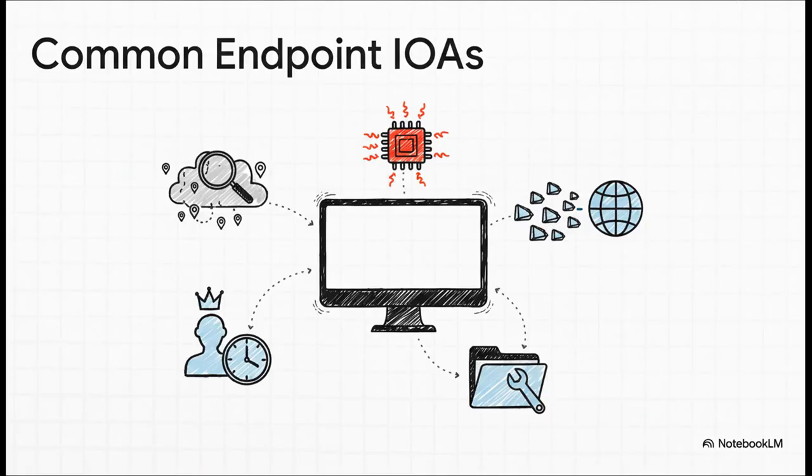Okay, so what does that smoke actually look like? Well, these are the kinds of digital tripwires an analyst is looking for on individual computers. Think about a server's processor suddenly spiking to 100% for no reason, or maybe a user account logging in at 3 a.m. from a country they've never been to, or a program trying to mess with system files it has no business touching.